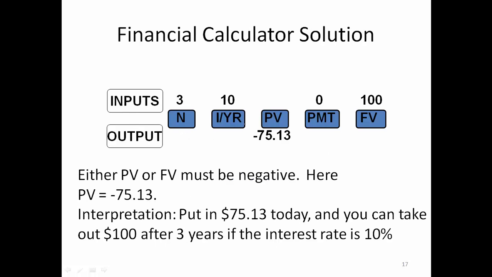If we use the financial calculator, then what we need to input is 3 years as n, 10 as the interest rate, and then we input 100 as the future value. We still leave payment as 0, and we compute for the present value, we get $75.13. So again, if you put 75.13 today, then you can receive $100 after 3 years if the interest rate, or say the rate of return, is 10%.